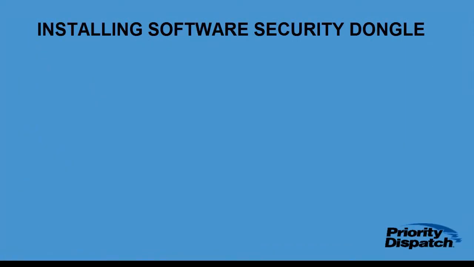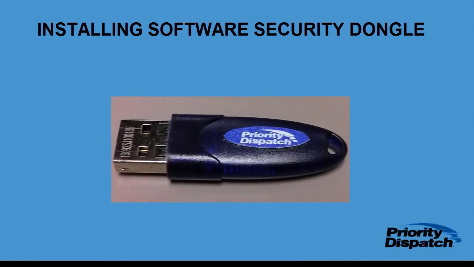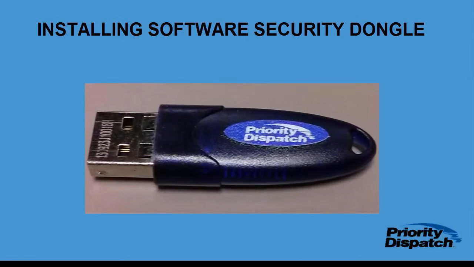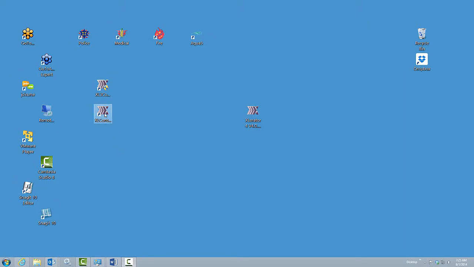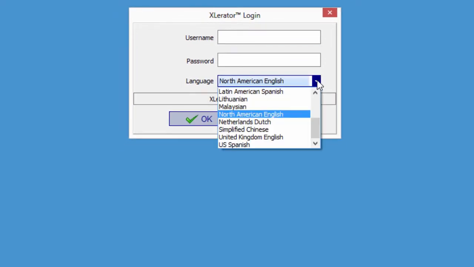You'll now need your Rocky 4ND software security dongle that we shipped to you. Prior to plugging this into a USB port, open the XLerator console. Before logging in, note that the language drop-down is where you would change to the language that you're licensed for.